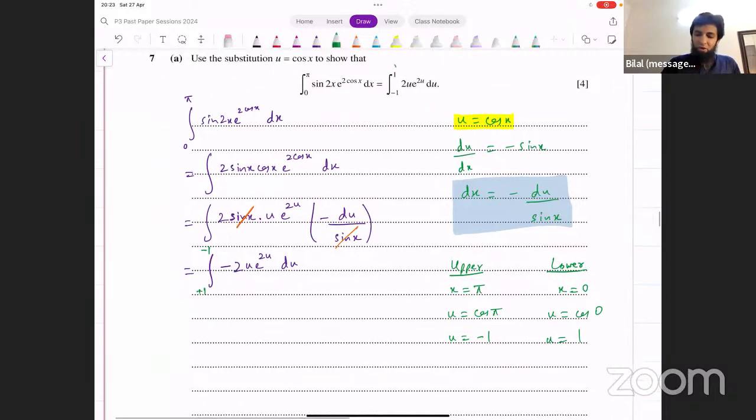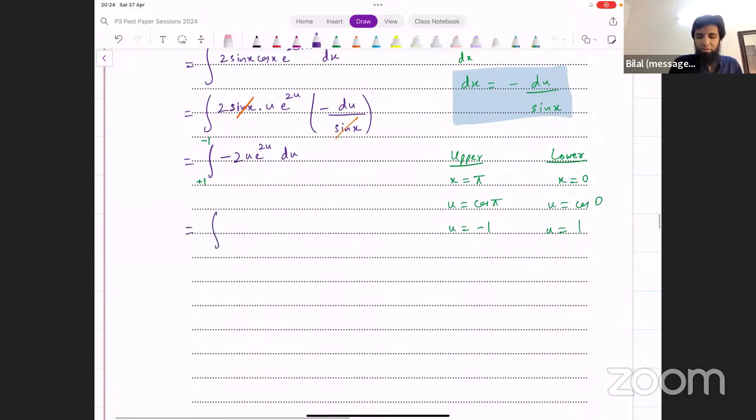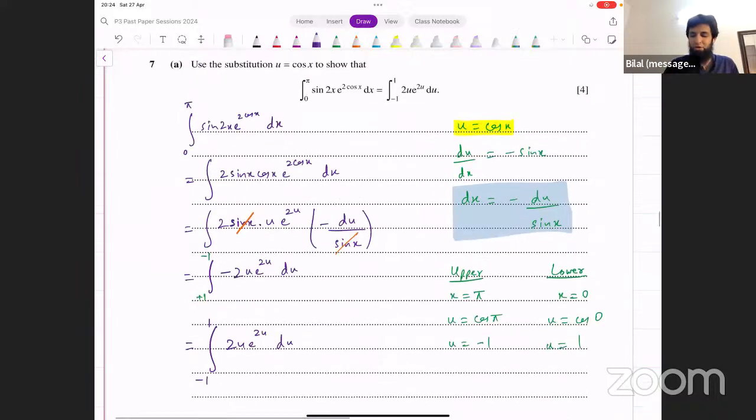But in the form that we want at the end, they have converted it to the standard form in which the bigger value is the upper limit and the smaller value is the lower limit. So if we want to switch limits, what do we do for that? We multiply the function by negative and the limits get switched. If you want to switch limits like this, this negative sign gets removed and we have 2u e raised to power 2u with respect to u. And that's what we wanted to do.